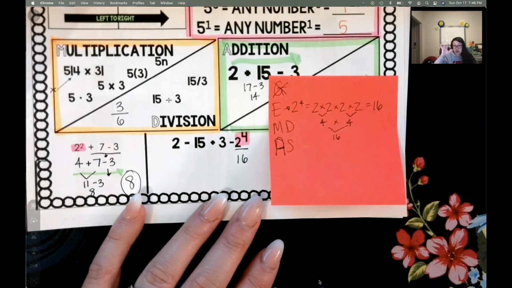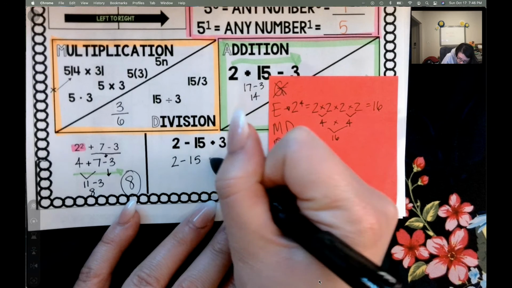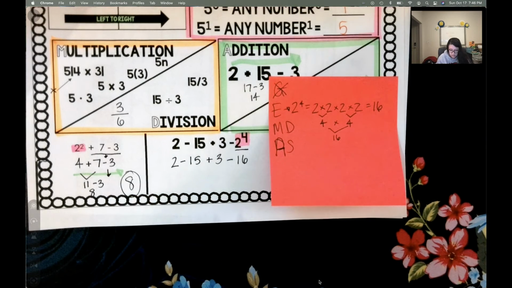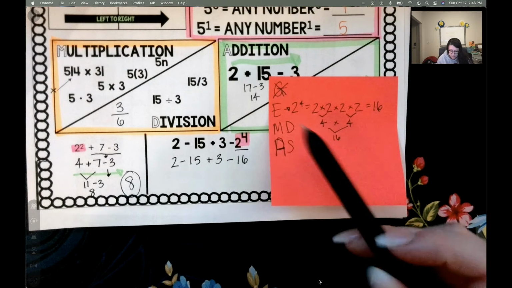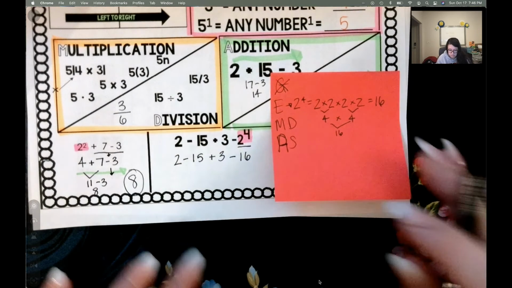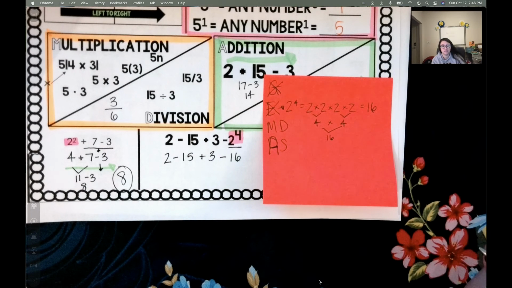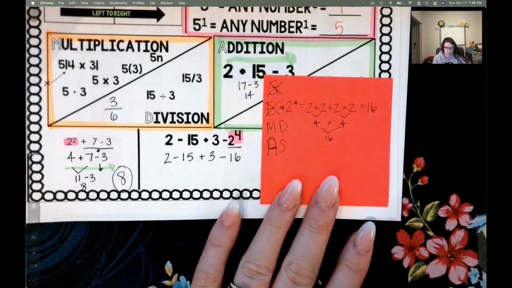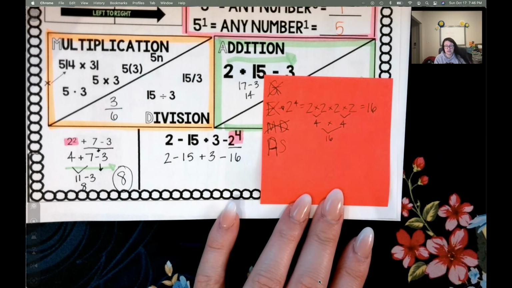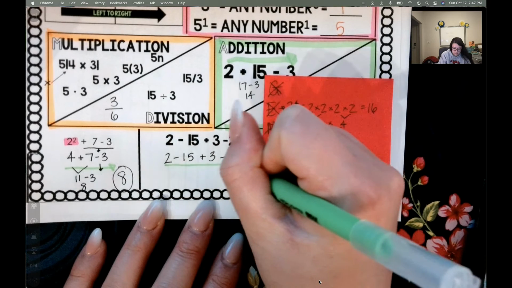And then I gotta make sure I bring everything else down. So I've got 2 minus 15 plus 3 minus 16 now. Are there any more exponents in this problem? Any multiplication or division here? Nope. But don't worry, you're going to be doing some practice problems with me where you do see some. So now we're just going through doing adding and subtracting in what direction? Left to right.